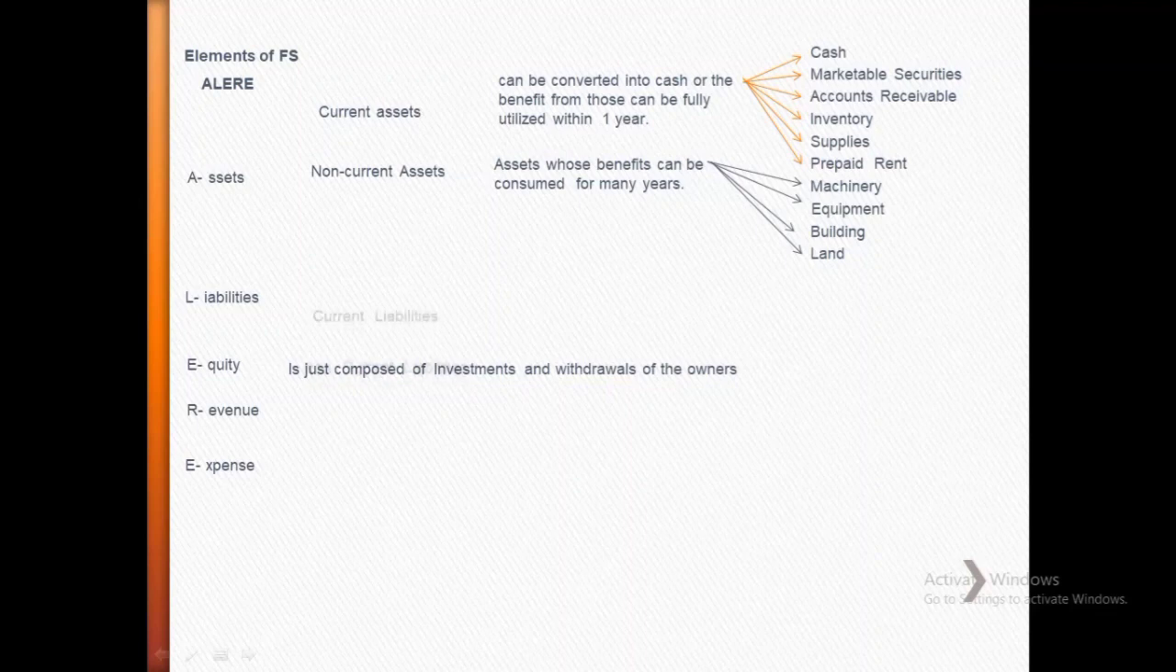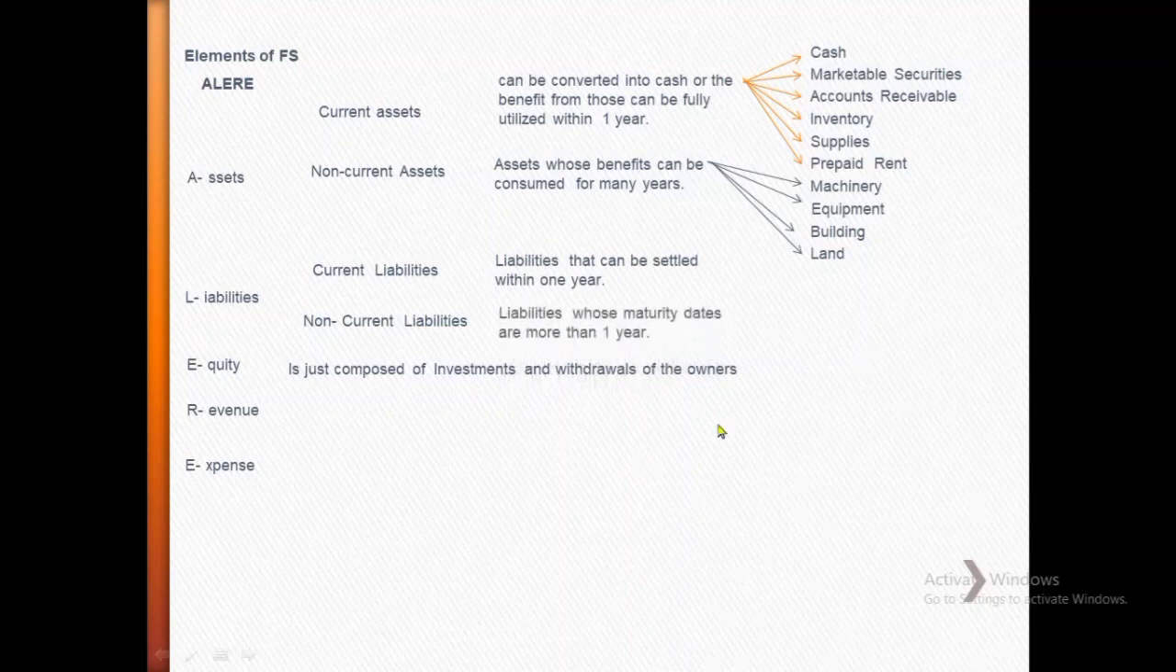These are also classified as current and non-current liabilities. So let's have their simple definitions. Current liabilities are liabilities that can be settled within 1 year, and non-current liabilities are those whose maturity dates are more than 1 year. We have examples of current liability, and one of them is the accounts payable.